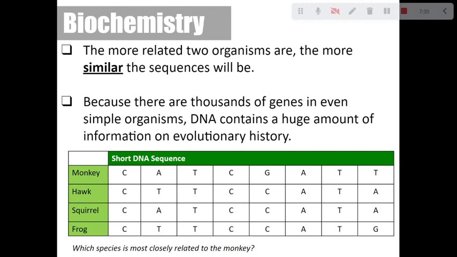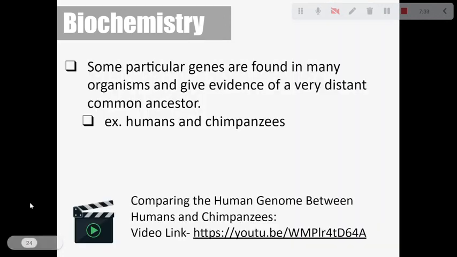So, down below, I have short DNA sequences for us to look at from a monkey, a hawk, a squirrel, and a frog. Now, based on these sequences, which species is most closely related to the monkey and why? Now, some particular genes are found in many organisms and give evidence of a very distant common ancestor. Examples of this can be found in humans and chimpanzees. Now, I've got a video linked here if you're interested in watching that, but if not, we are going to move on.